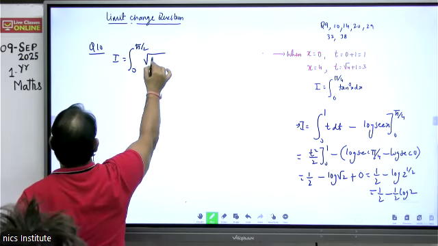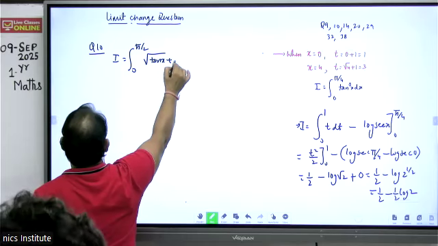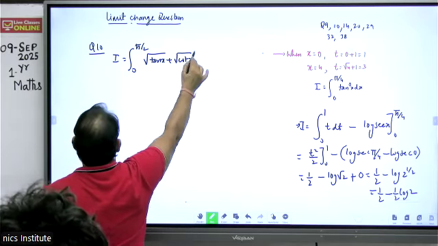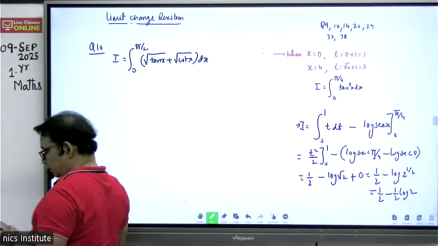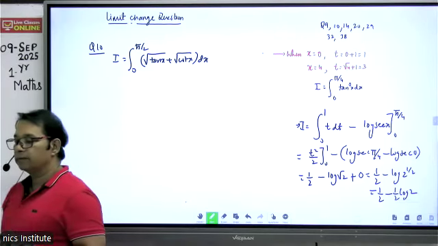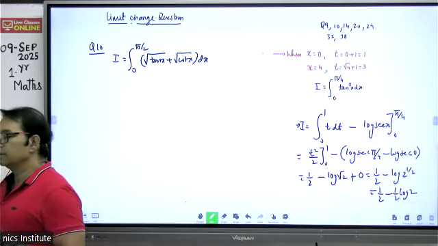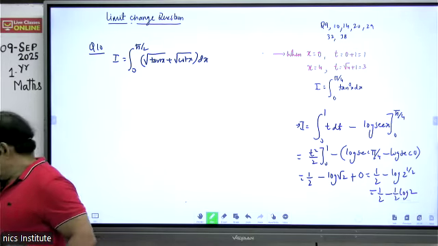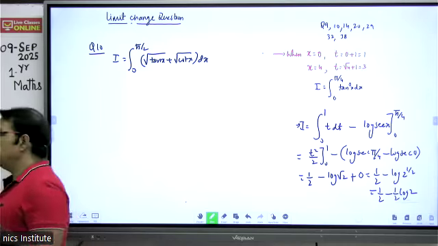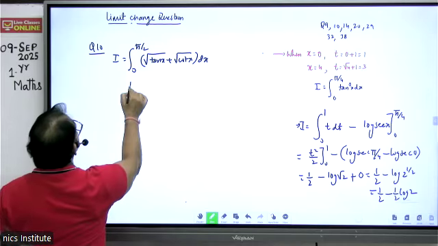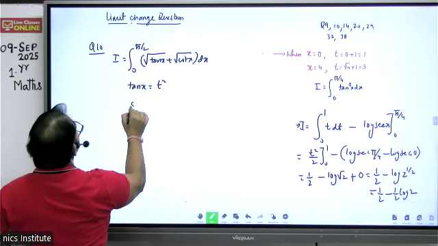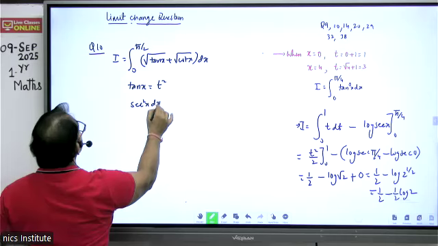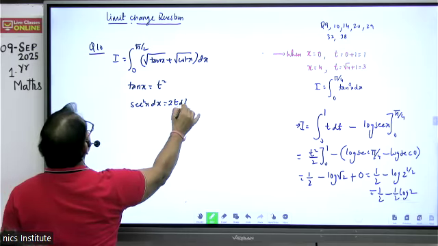Either you can convert into sin and cos, or you can substitute tan x as t square and answer it. Whatever method you want. Either tan x is t square. So sec square x dx is equal to 2t dt.